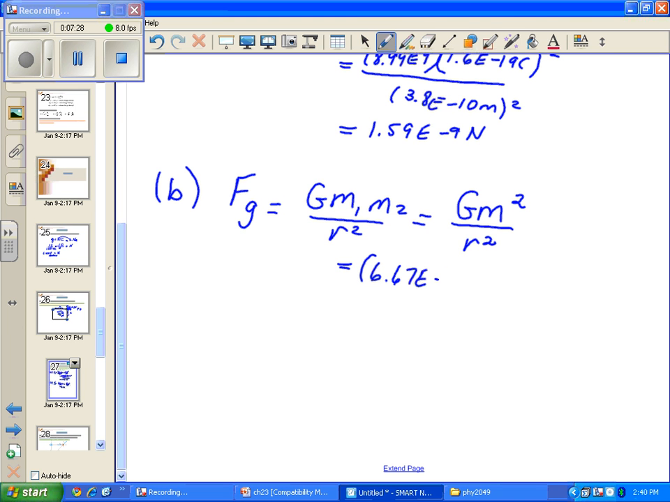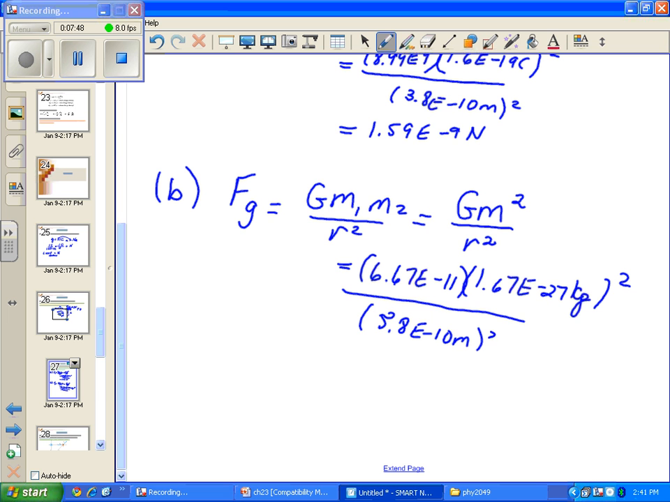Well, G, the gravitational constant, is 6.67 e to the minus 11. The mass of a proton is 1.67 e to the minus 27 kilograms squared. And we're going to divide that by 3.8 e to the minus 10 meters squared. What do we get? We get a very small number, 1.82 e to the minus 44 newtons.